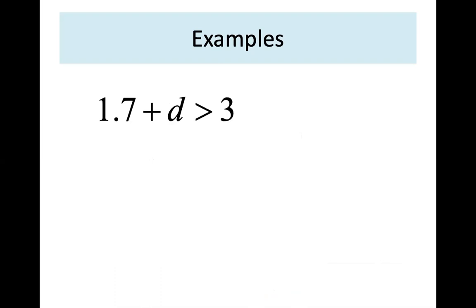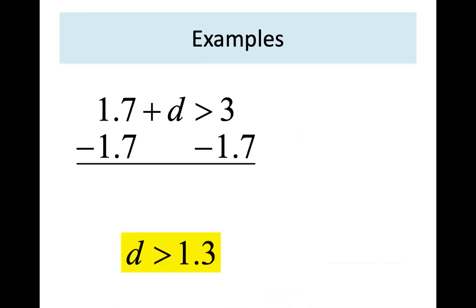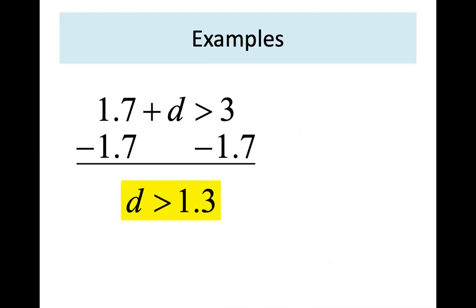One more example. Yes, we can have some ugly numbers here as well. 1.7 is positive, so to get rid of the positive number, we subtract. 3 minus 1.7 is 1.3. We got to graph. Tick mark 1.3. Don't panic because it's a decimal number. It's still fine. This one is an open circle. Once again, it's an open circle because there's no line underneath.